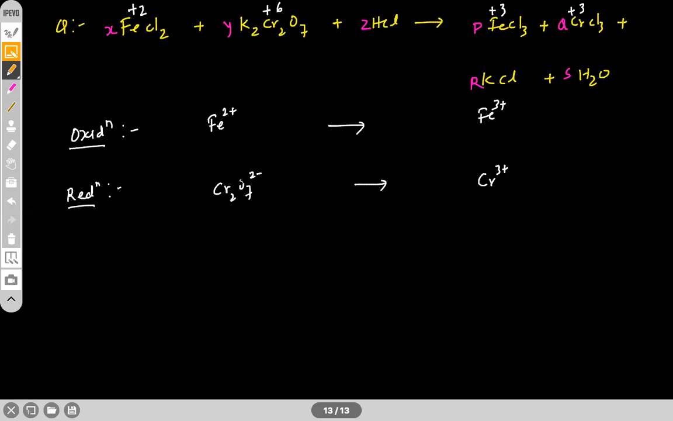So Fe is balanced already. Chromium is 2 here, here it is 1, so 2 Cr3 plus. Now medium is acidic, so we'll balance oxygen by adding H2O on the other side. Here we do not have oxygen, here we have oxygen. So we'll add 7 H2O in order to balance the oxygen atoms on both sides. But you have added H2O here, so 14 hydrogen also you have added. To balance the hydrogen, we'll have 14 H plus this side. Any doubt?